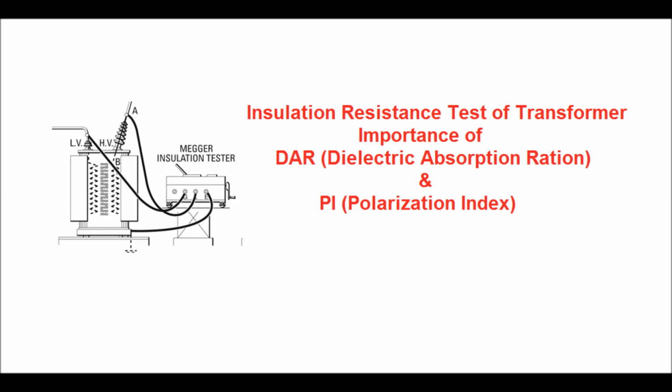So friends, this is how the insulation resistance test of the power transformer is done by using the guard terminal. The insulation resistance test is done for 30 seconds, 60 seconds, and also for 10 minutes. And by these values we can calculate the value of the DAR and PI. And by the value of the DAR and PI we can check the condition of the insulation of the transformer.